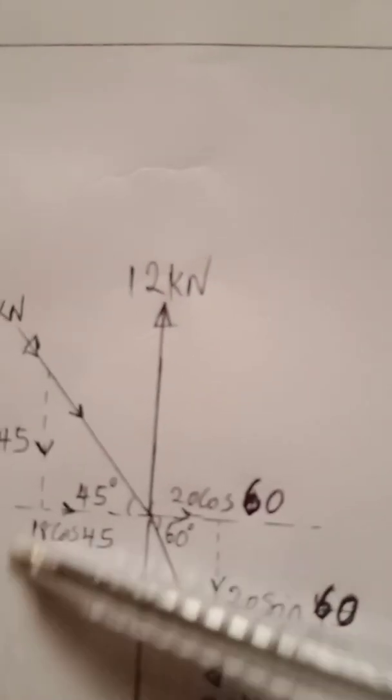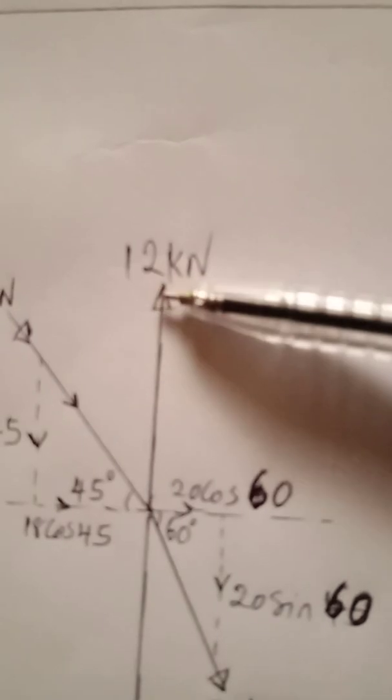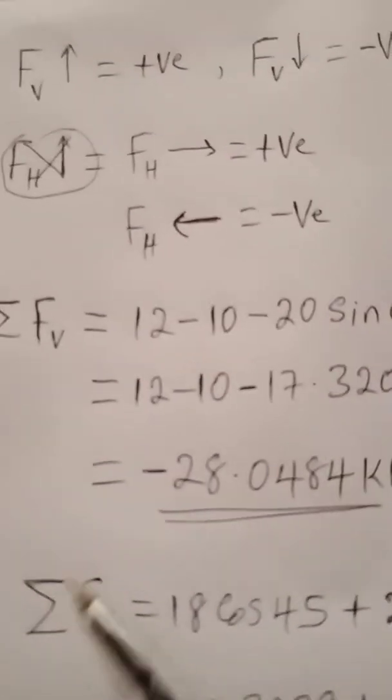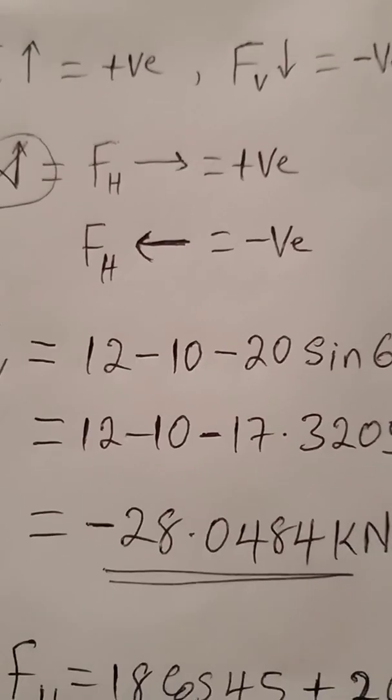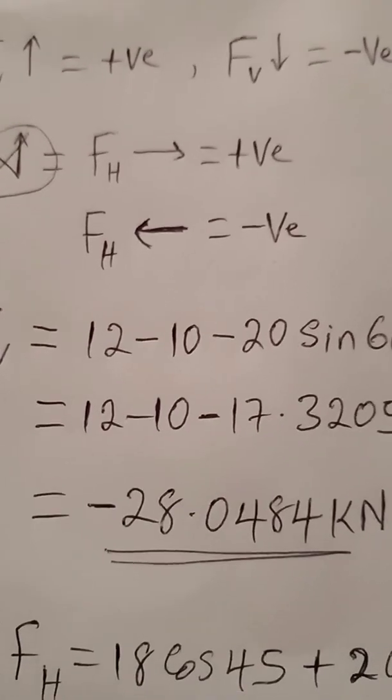Now looking at this 12 kilonewton, we can see that it's going upward, which is the reason why we have it to be positive here. Then we go to the next, which is the 10 kilonewton. We can see that our 10 kilonewton is pointing downward, which is the reason why we have it to be negative here. So we have 12 minus 10.